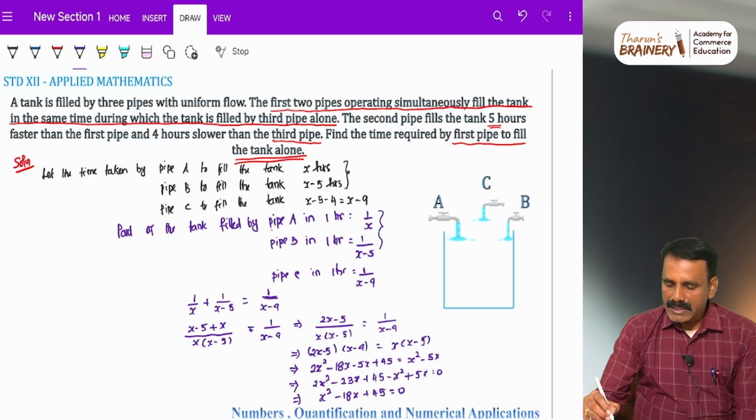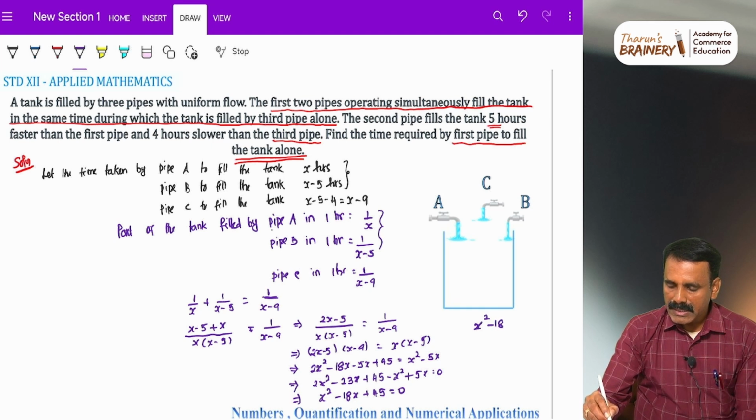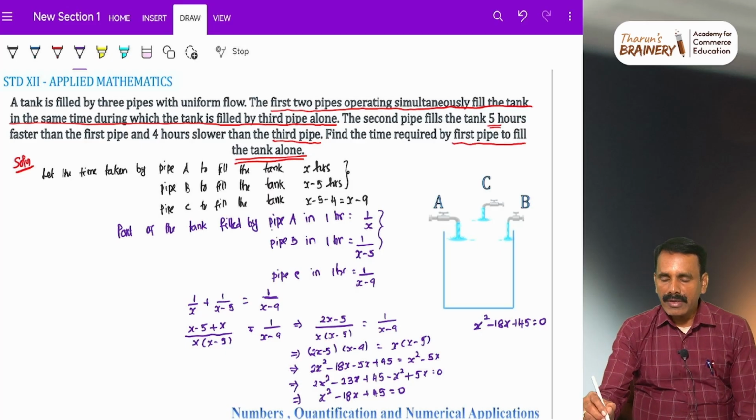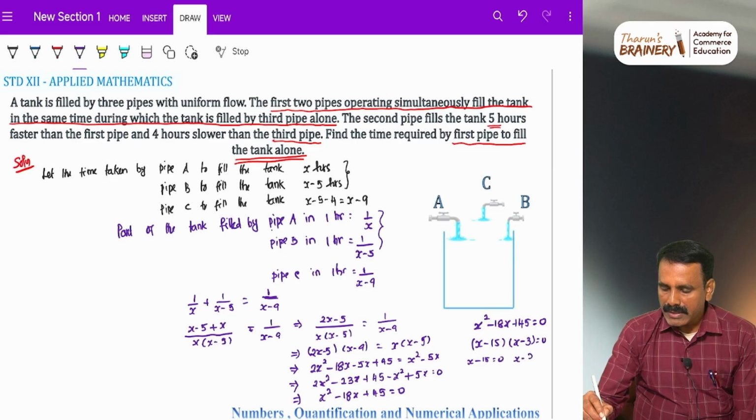Now we have to factorize this expression. Okay. x square minus 18x plus 45 equal to 0. On multiplication, we should get 45. On addition, we should get 18. So we factorize this expression, x minus 15 into x minus 3 equal to 0. So x minus 15 equal to 0, x minus 3 is equal to 0. So x is equal to 15, x is equal to 3.